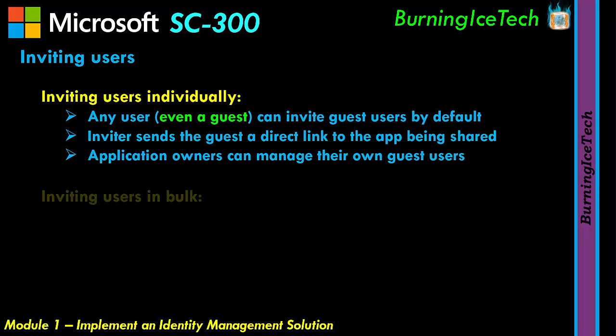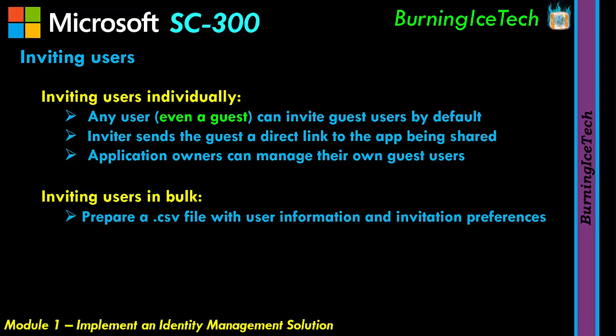Now, what about inviting users in bulk? So that would mean I'm going to invite a whole bunch of people in one go. You can prepare a .csv file with user information and invitation preferences. Yep, no surprise there. I told you guys it's going to be a CSV file. And then lastly, upload the CSV file to the Azure Active Directory. All right, so let's just quickly go back to the Azure portal and show you guys where we actually do this stuff.